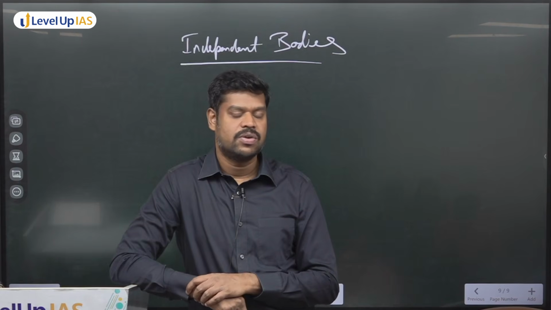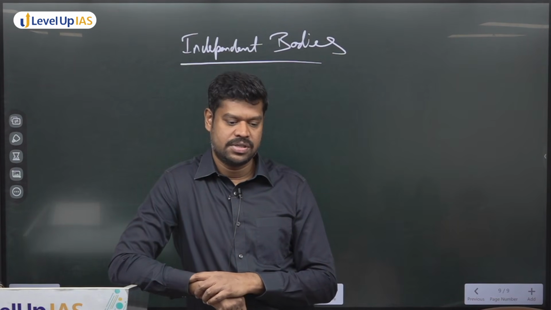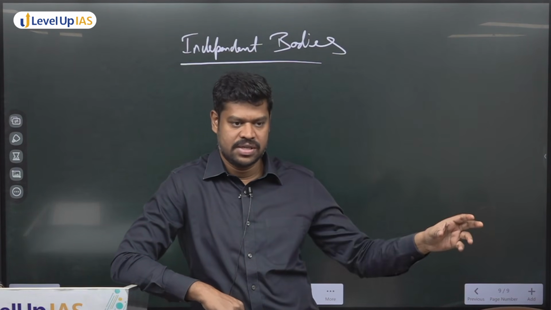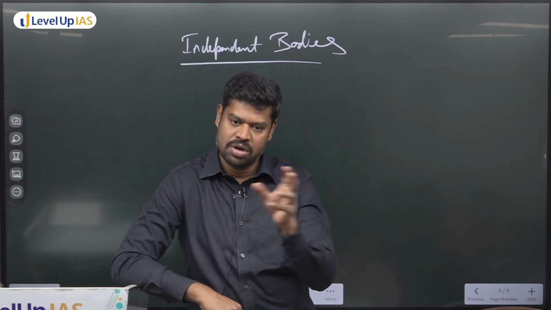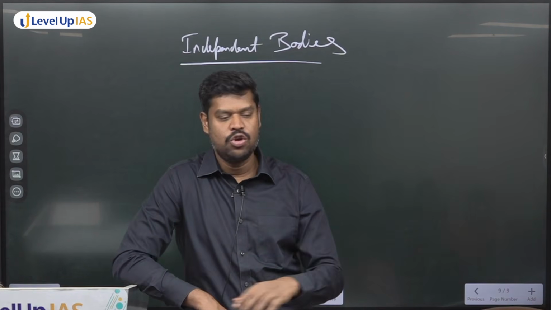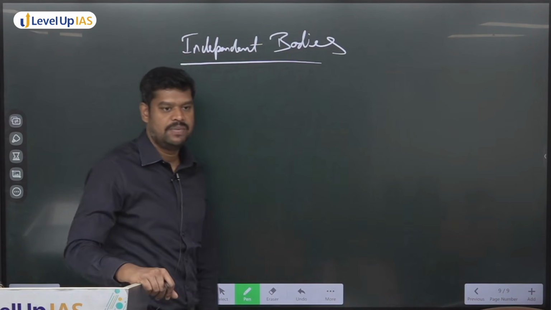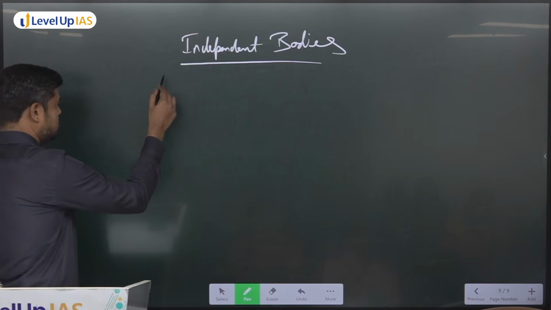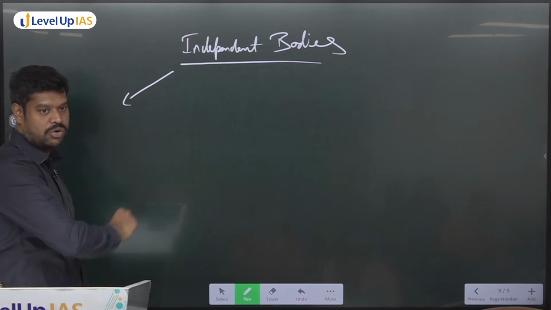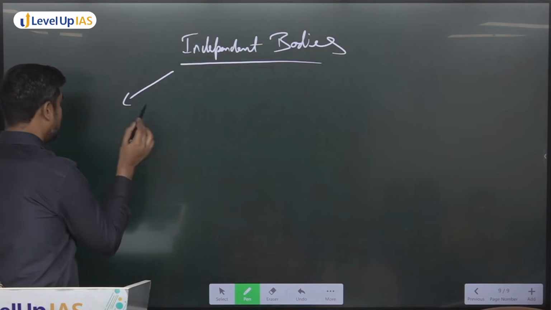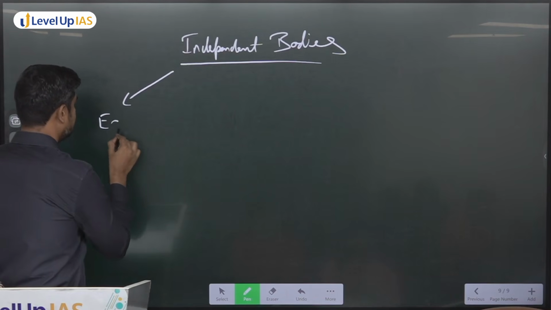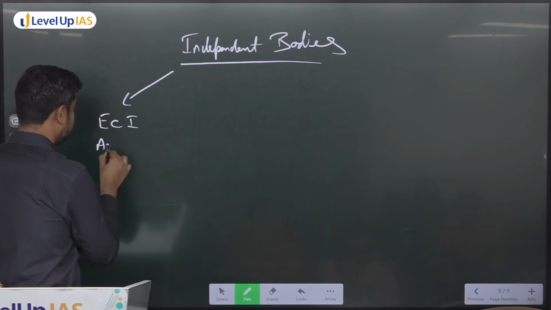So such bodies are what is called independent bodies, which neither come under the executive, nor under the judiciary, nor under the legislature. So can you give me some examples of such independent bodies under the constitution? So let me give these independent bodies under the constitution. For example, one important body is the Election Commission of India, which is under Article 324 of the Constitution.